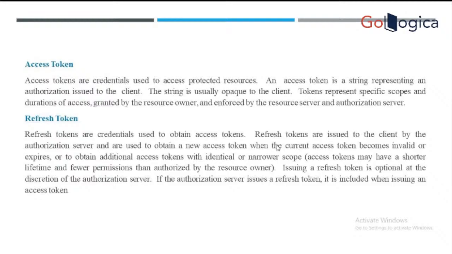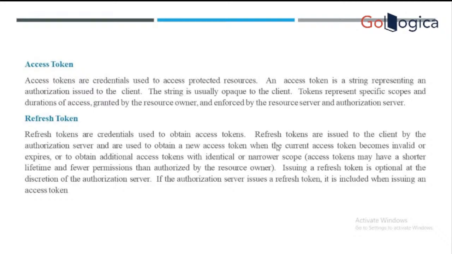Now you need to focus on the entities: the authorization server, the resource server, and the resource owner. It is granted by the resource owner. Enforced means who is enforcing the scope and who is enforcing the duration, which is told to the resource owner, the resource server and the authorization server. So this is what we call an access token.